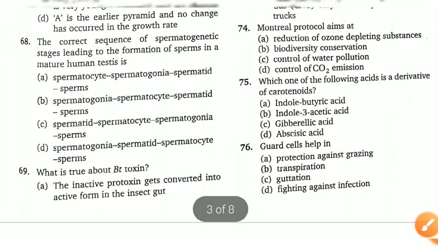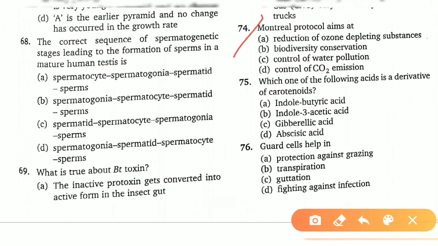Now, 74th question. The Montreal Protocol aims at reduction of the ozone depleting substances, biodiversity conservation, control of water pollution, control of CO2 emissions. So the answer is the reduction of the ozone depleting substances.